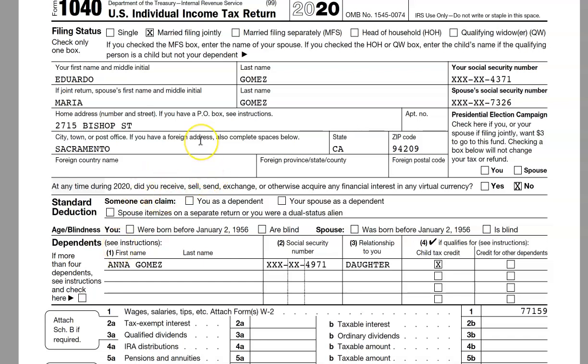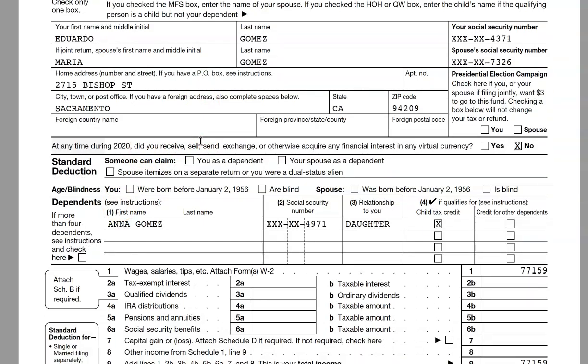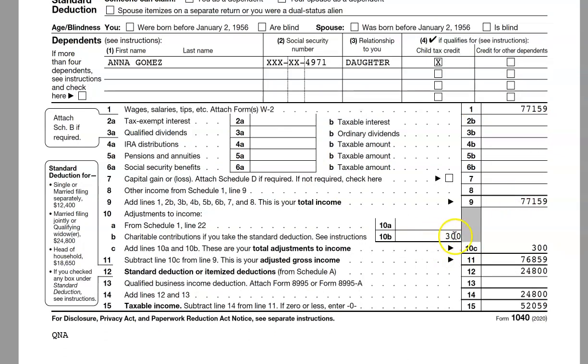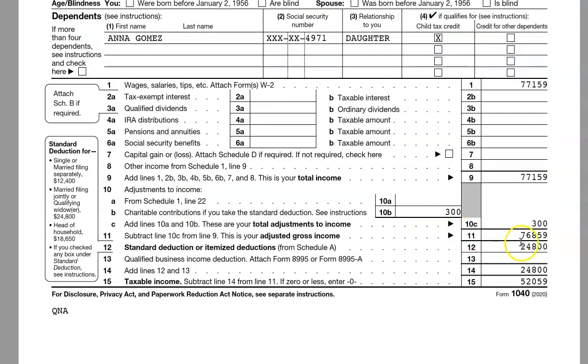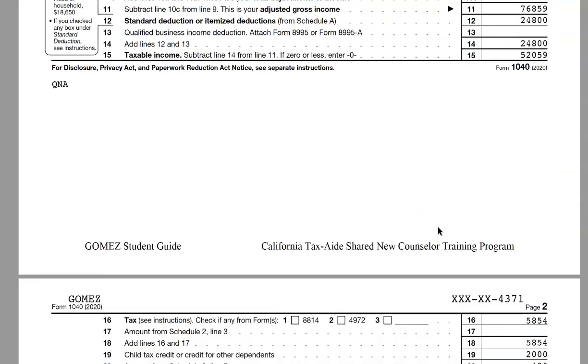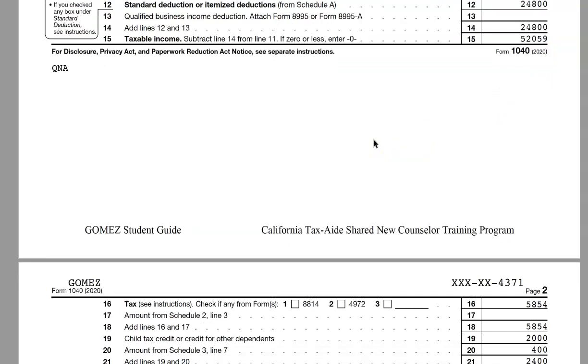This is very straightforward. The child belongs to the parents. So we have some income, $77,000. We have a charitable contribution of $300. Standard deduction of $24,800. Taxable income of a little over $52,000. The tax is $58.54, which is a little over 10%. So the taxpayer is in the 12% marginal tax rate. That means every additional dollar of income would result in 12 cents of regular taxes.